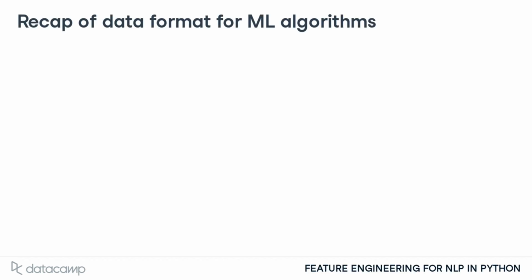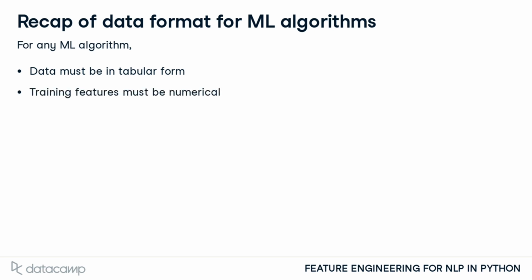Recall that for any ML algorithm to run properly, data fed into it must be in tabular form and all the training features must be numerical. This is clearly not the case for textual data. In this lesson, we will learn a technique called bag of words that converts text documents into vectors.